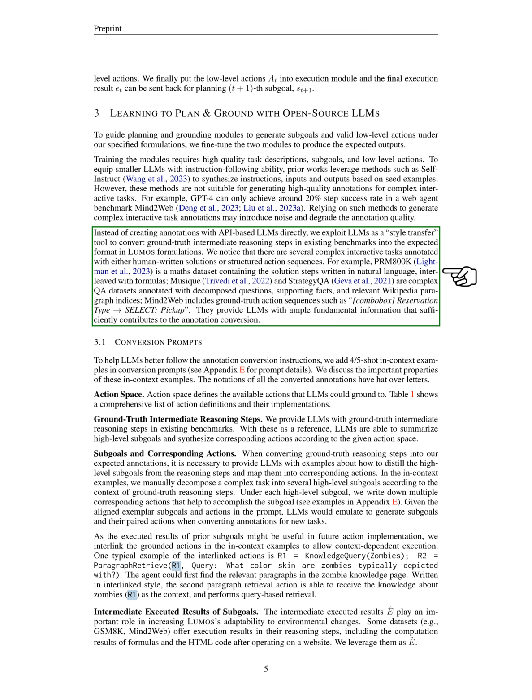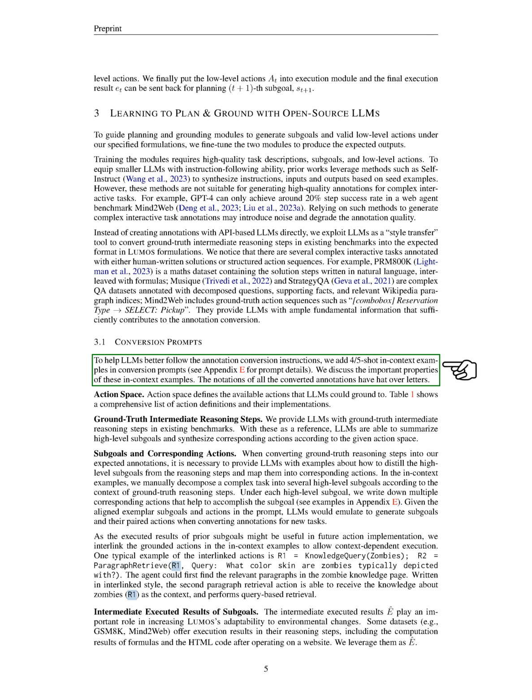Instead of creating annotations directly with API-based LLMs, we use LLMs as a tool to convert existing intermediate reasoning steps into the format we need for our project, which we call LUMOS. We've found several complex interactive tasks that have been annotated with either human-written solutions or structured action sequences. These tasks provide a wealth of fundamental information that we can use for annotation conversion.